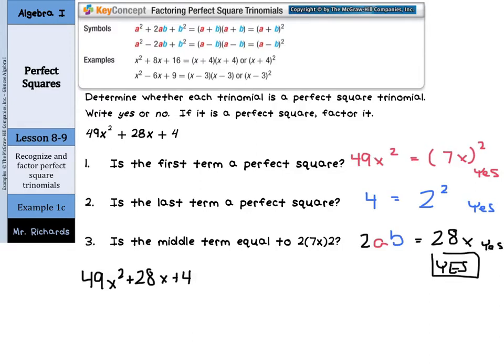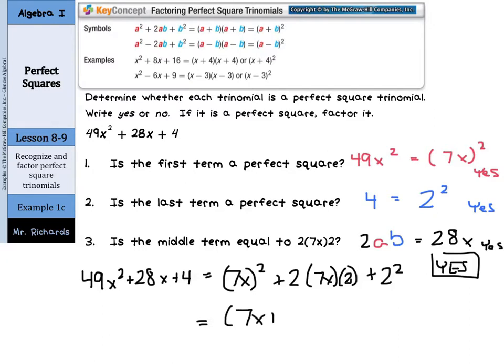So I can rewrite this now as my 7x squared plus 2 times 7x times 2 plus 2 squared. And this simplifies into just the a plus b squared, so 7x plus 2 squared. And that is my factored solution for this perfect square trinomial.